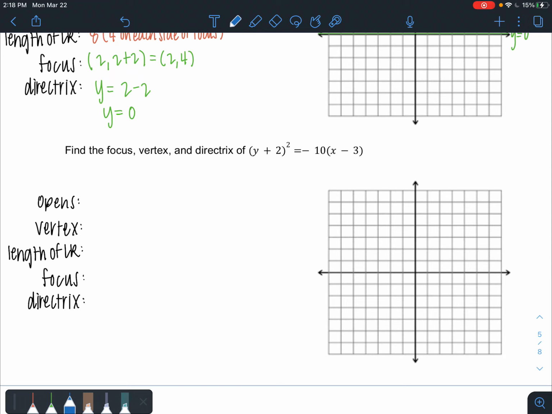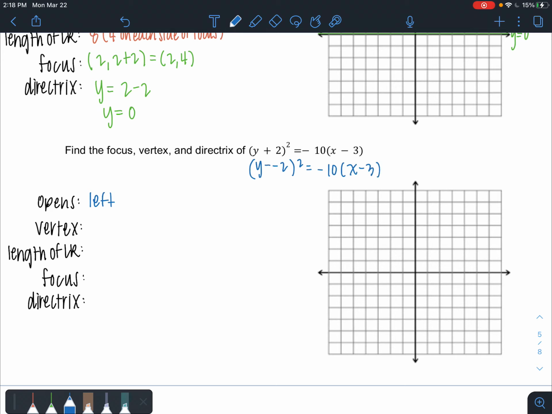So this one's going to open to the left because we have a negative value right here. Our vertex, so these are flipped now, so this is y minus -2.